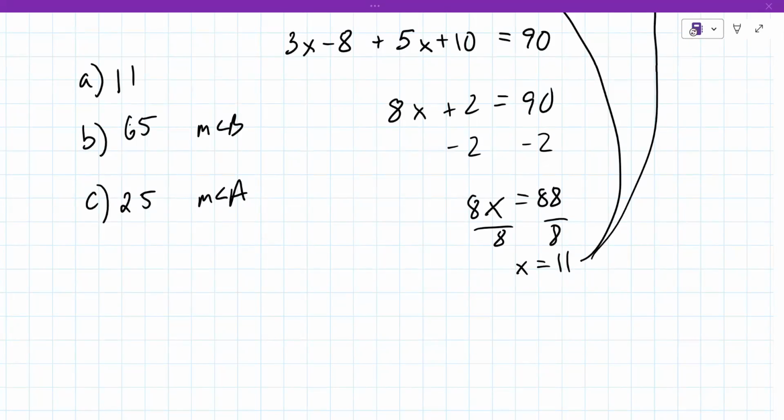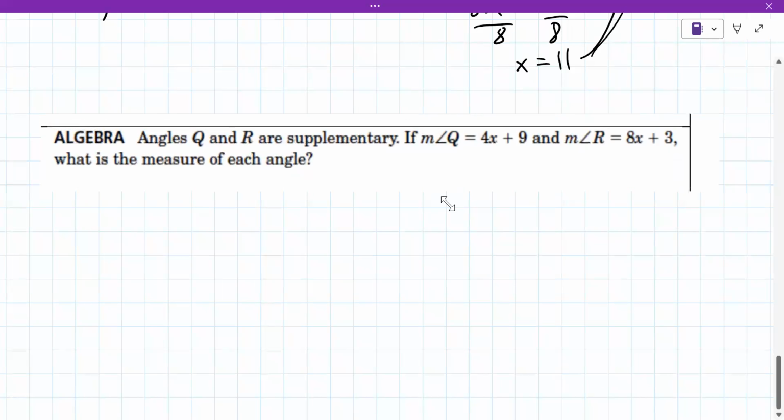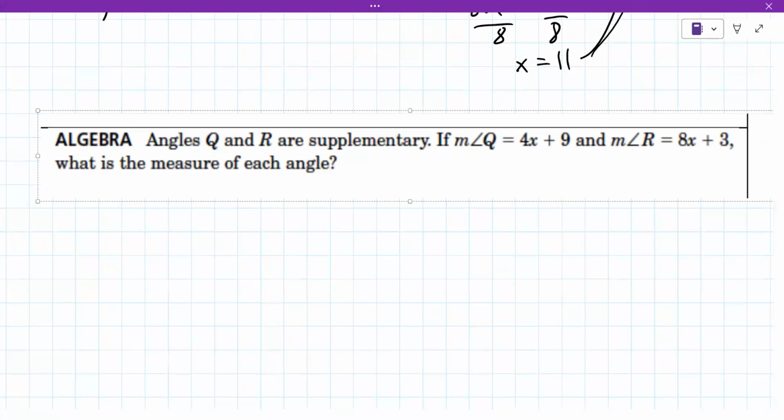All right. Let's look at another one here. All right, so let me give you one to try here on your own. Supplementary is 180. Exactly.